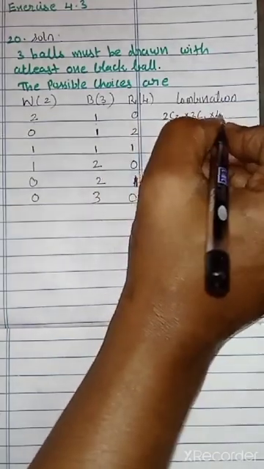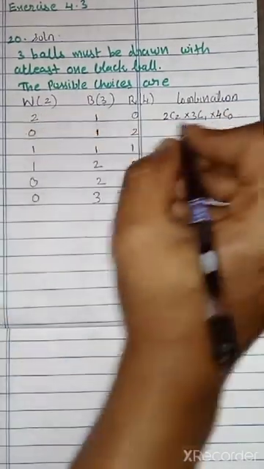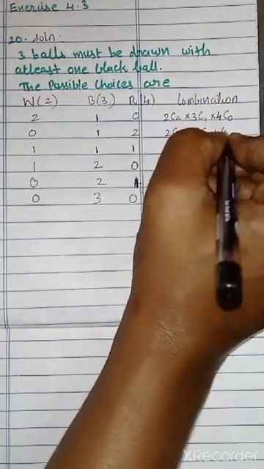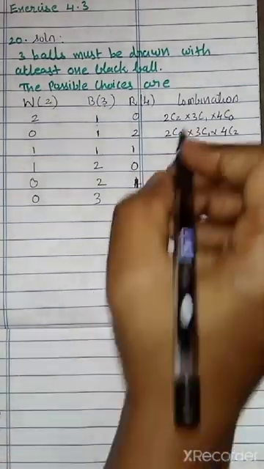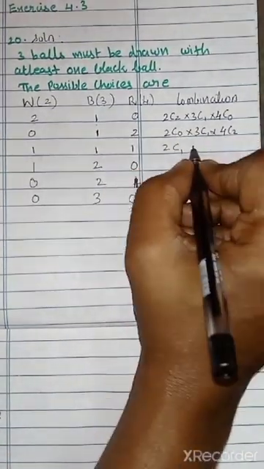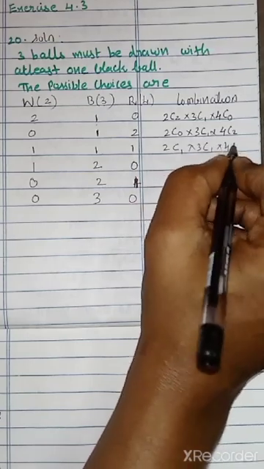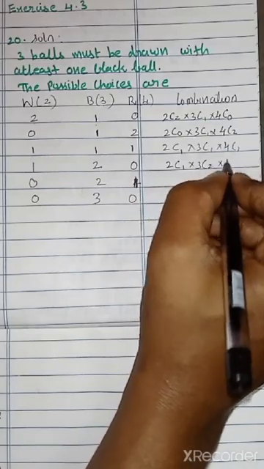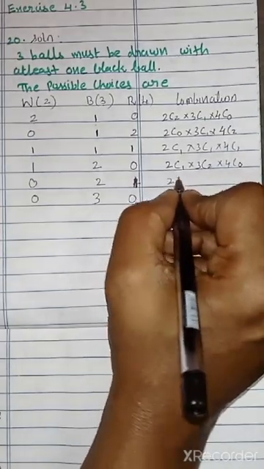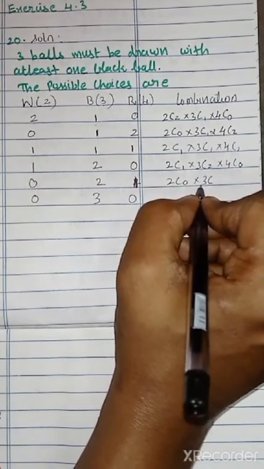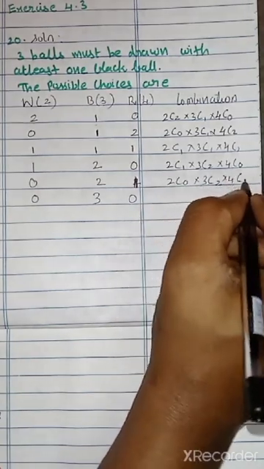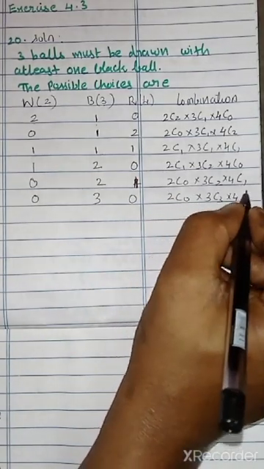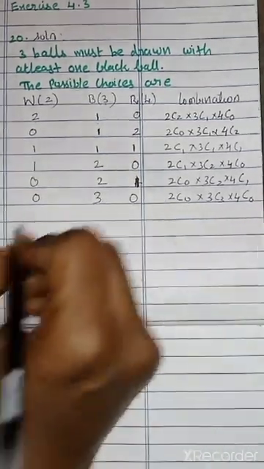Out of 4 we are choosing 0 balls, 4C0. Similarly, next one: 2C0, 3C1, 4C2. Next, 2C1, 3C1, 4C1. Next, 2C1, 3C2, 4C0. Next, 2C0, 3C2, 4C1. And 2C0, 3C3, 4C0. Correct?